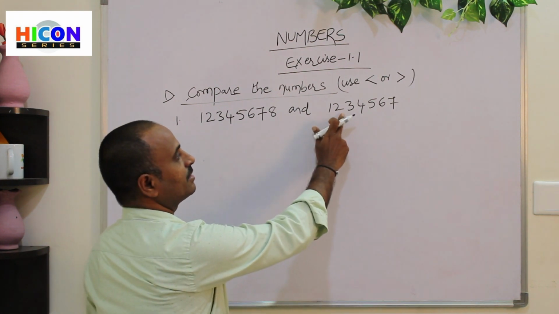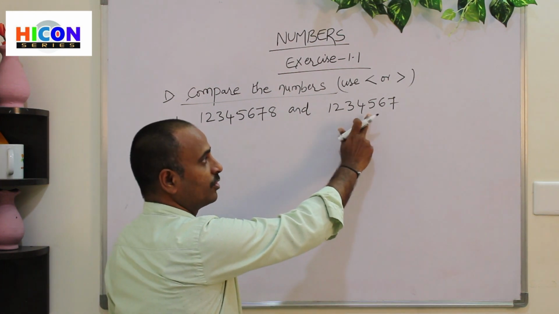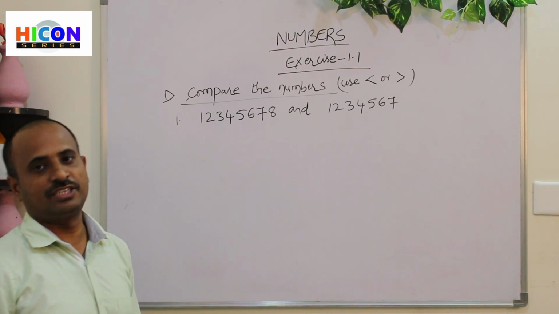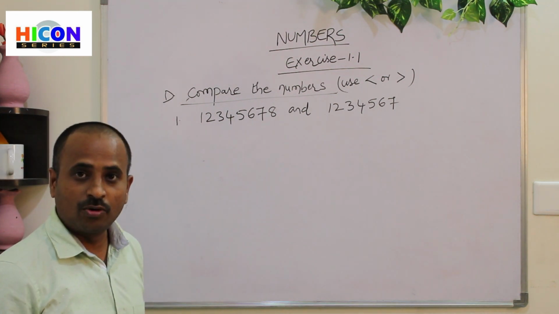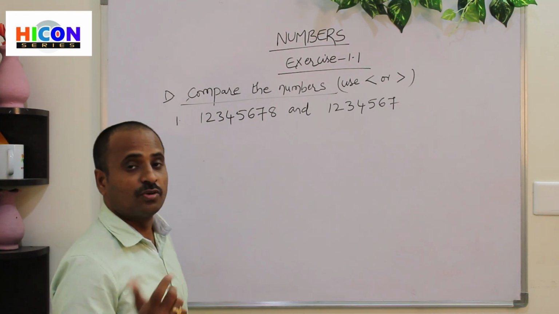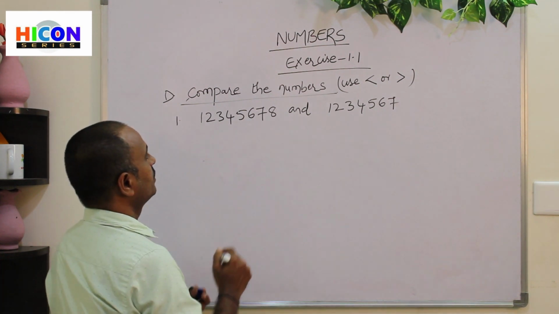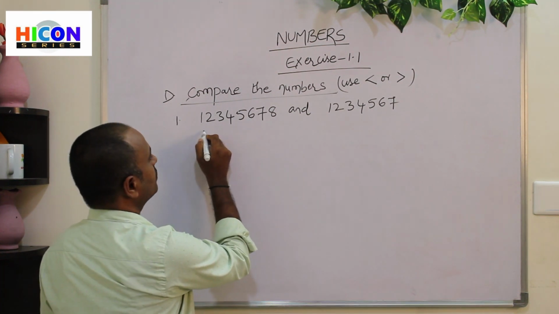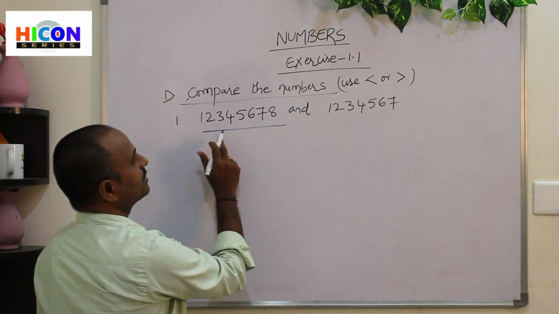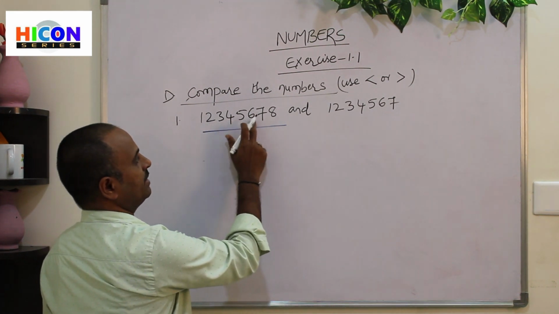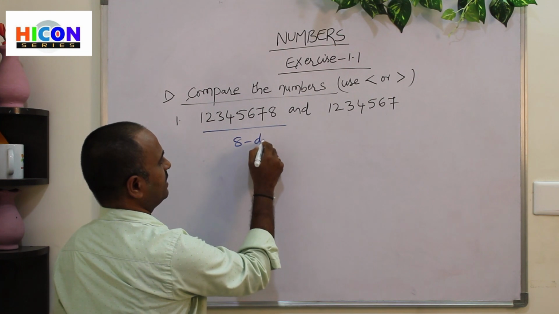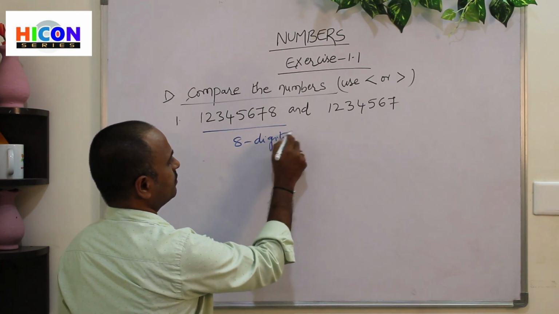And the second number is 12 lakh 34,567. So let us count the number of digits in each number. So how many digits are there? So this has how many digits? So 1, 2, 3, 4, 5, 6, 7, 8. So this number has 8 digits.